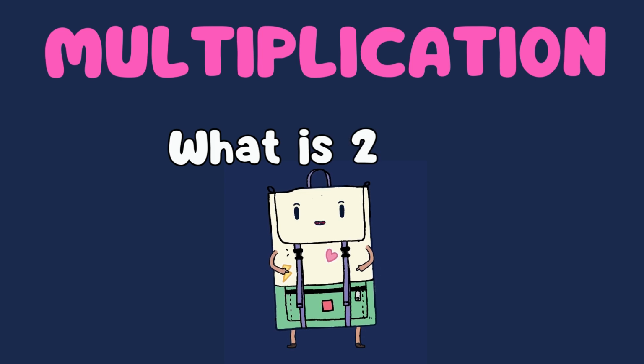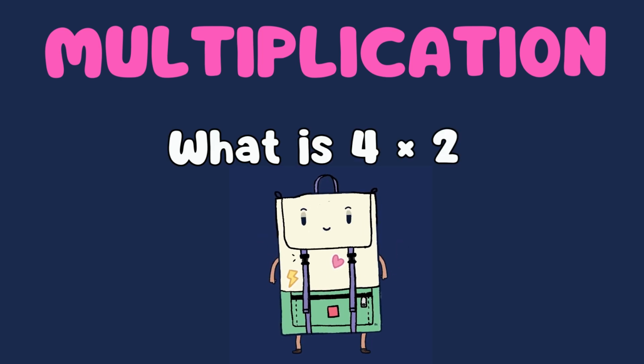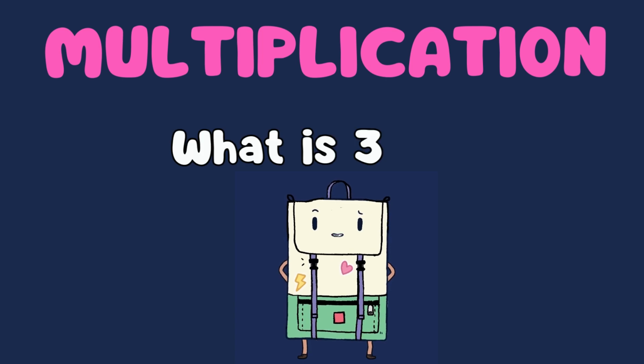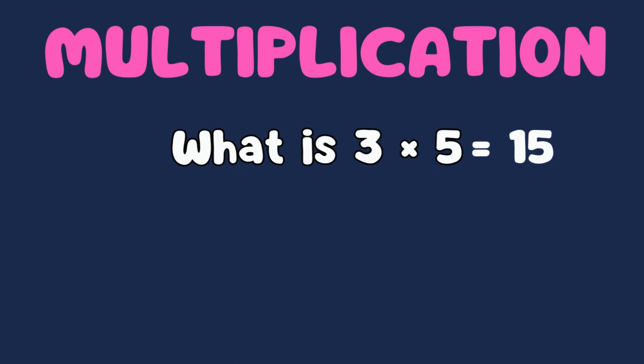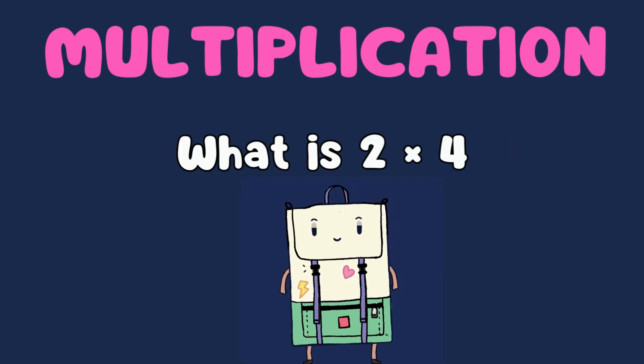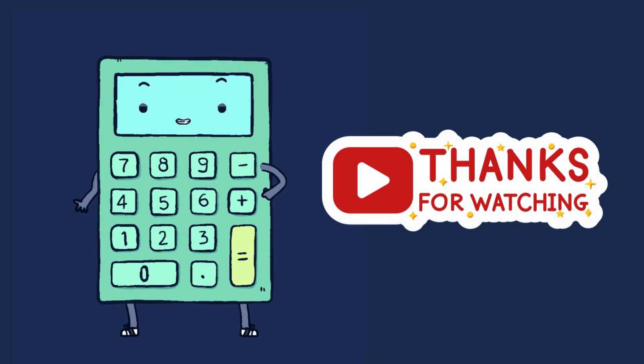What is 2 times 3? Fantastic! It's 6. What is 4 times 2? Awesome! It's 8. What is 3 times 5? You're right, it's 15. What is 2 times 4? Great work! It's 8.